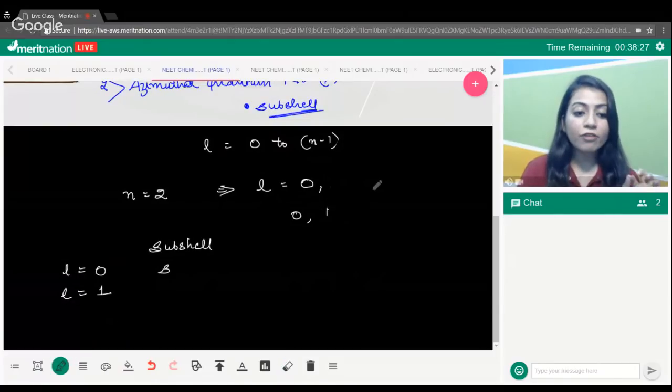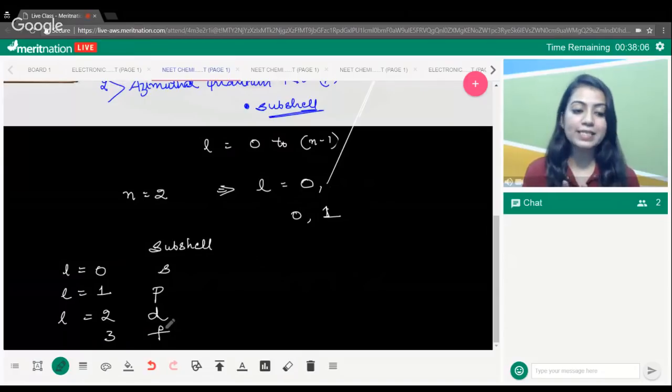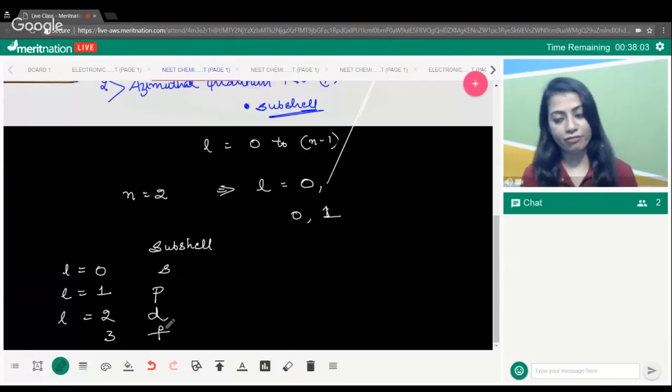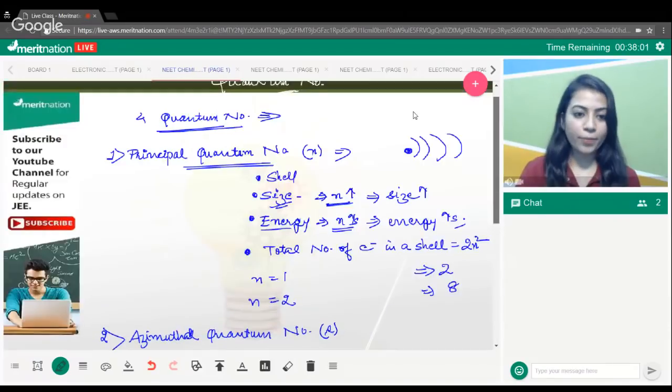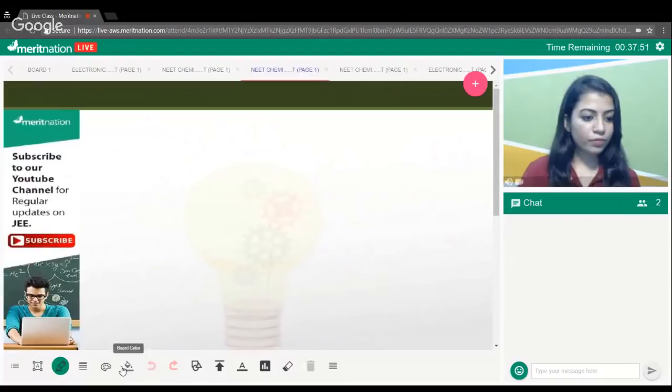If the value of l is 1, then the subshell will be p. If the value of l is 2, then the subshell will be d. And if the value of l is 3, then the subshell will be f, right? So we have 4 subshells basically: s, p, d, and f. All right, great. So I hope all of you have understood this much. Then let's move on to the next quantum number. The next quantum number is the magnetic quantum number.